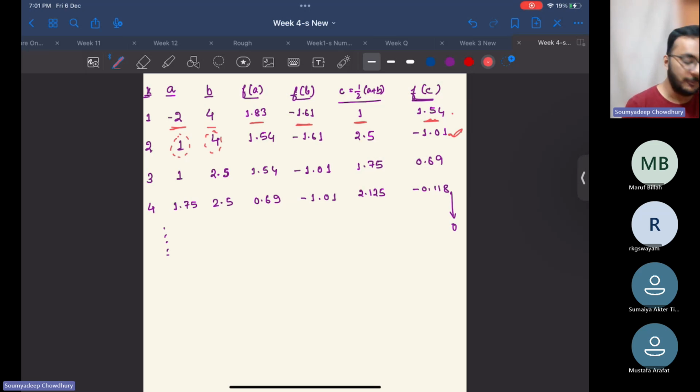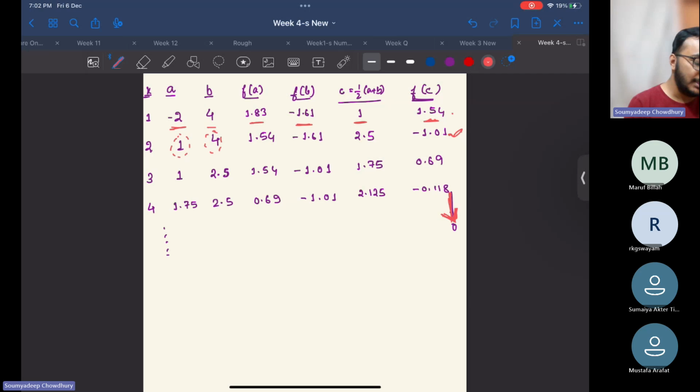First it was -2 to 4. Then we are saying 1 to 4. So when will it converge? You can ask. There are two convergence conditions here. Any one has to be satisfied. Either at the root point, your f of c, so your root is at the end of the iteration, c is your root, that is the midpoint. So your f of c has to be almost near to 0.